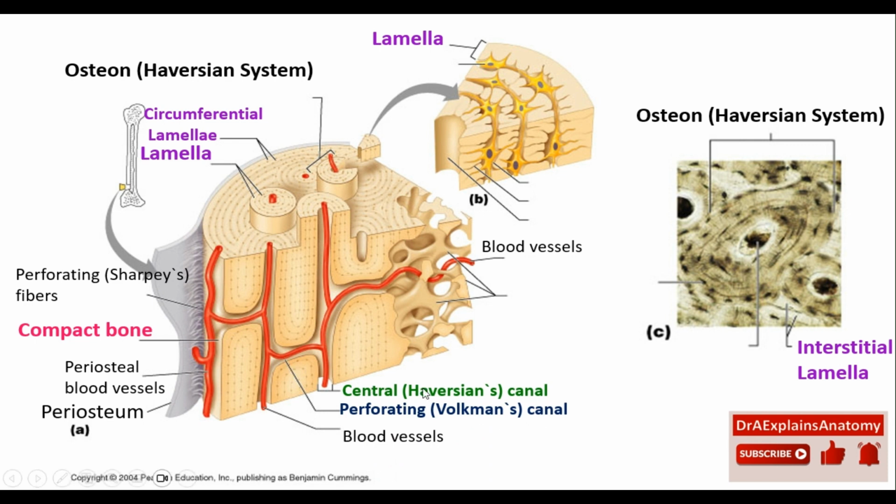Perpendicular to it, we have the central canal, also called Haversian canal. We can also see the central Haversian canal right here, part of it. And this is the central Haversian canal. This part represents the spongy bone. So we can see two types of bone in any bone, the compact bone and the spongy bone.